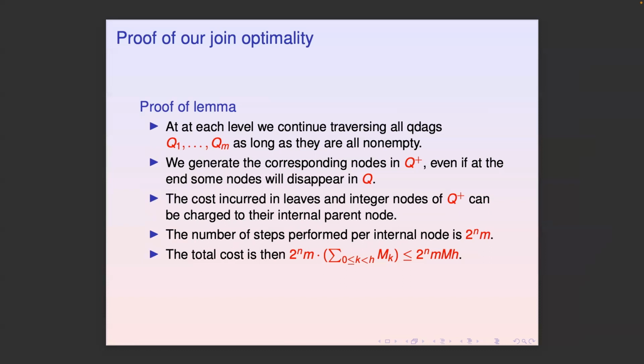So the cost incurred in the leaves and internal nodes, you can charge it to the parents, right? Which is always an internal node. And the number of steps that you perform in every internal node is 2 to the n times m, because you try every possible child, of which there are 2 to the n, and you intersect the m relations. So you take this cost for every internal node of this tree. The total cost is what you pay per node times the number of nodes, which can be upper bounded by the biggest level times the number of levels. So this is quite easy.